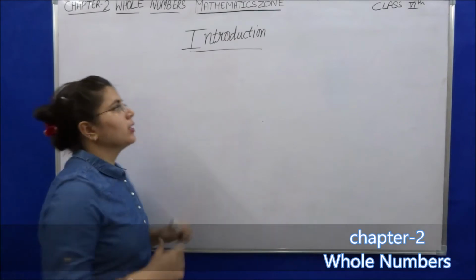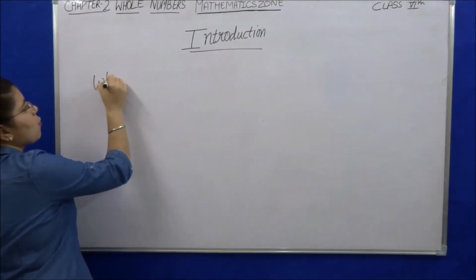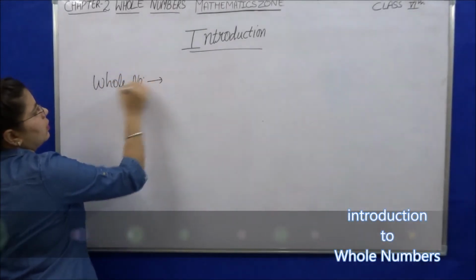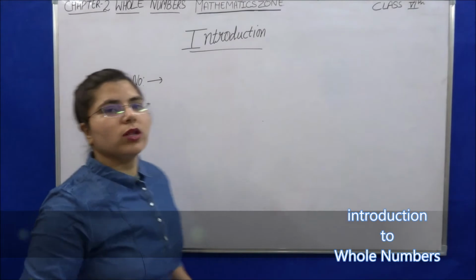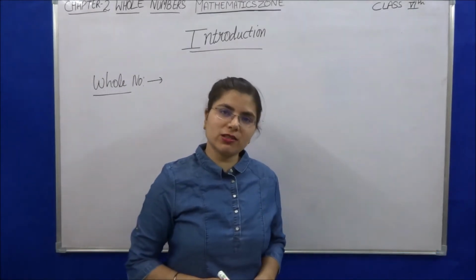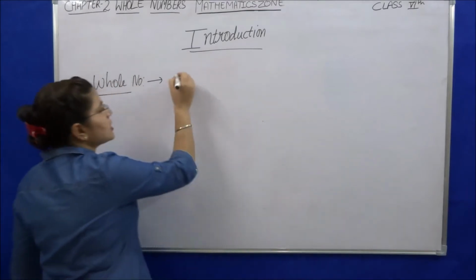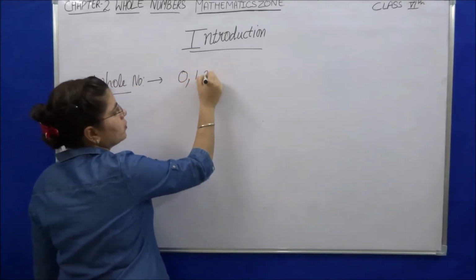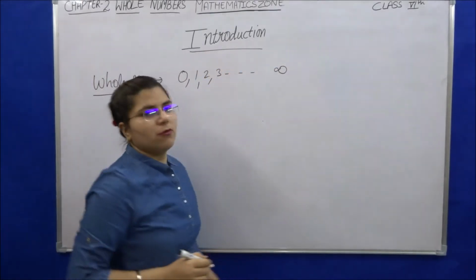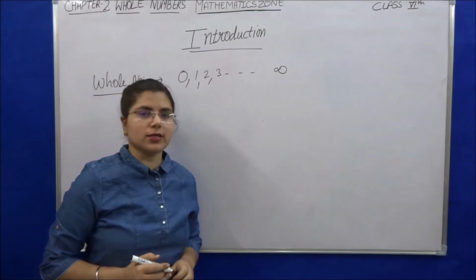Now in the introduction, first of all, what is the meaning of whole number? So whole numbers are the numbers which contain the natural numbers plus 0. For example, these are starting from 0, 1, 2, 3 and so on. All the positive numbers from 0 to infinity are the whole numbers.